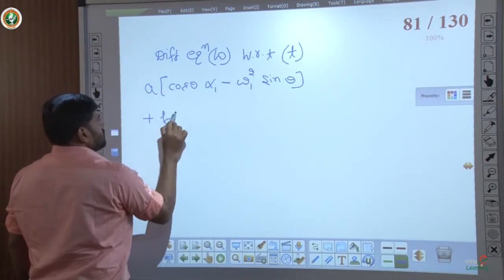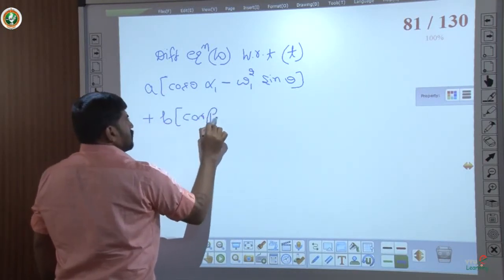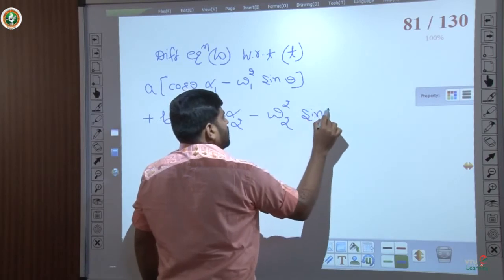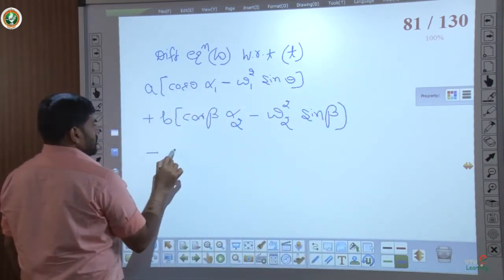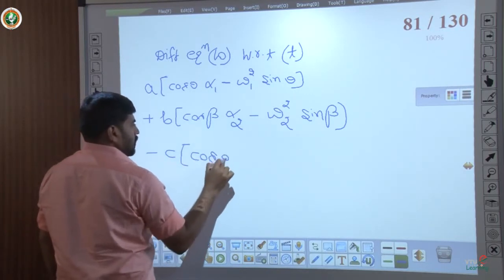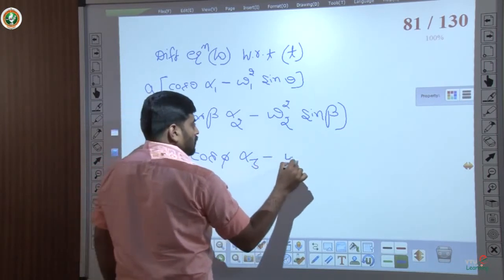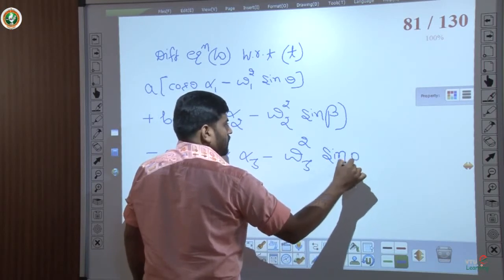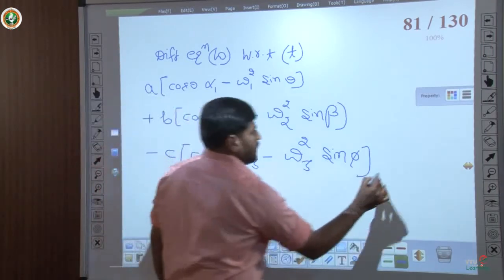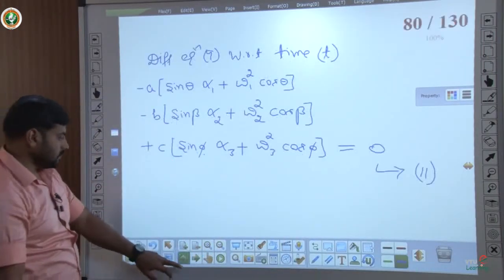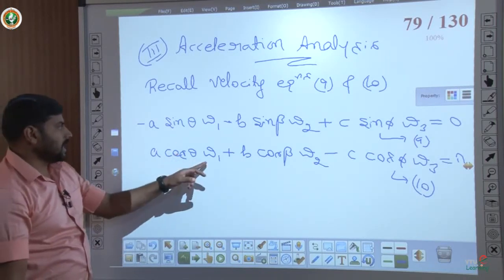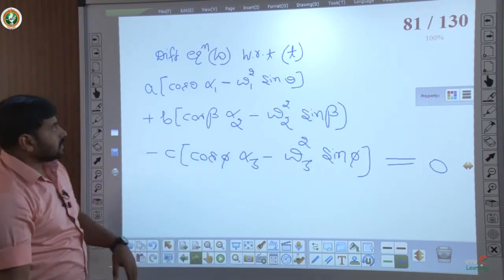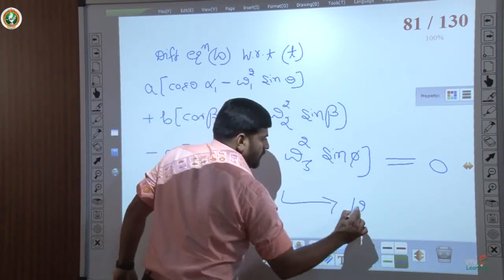So similarly, plus b cos beta alpha 2 minus omega 2 square sin beta is what I will get, and minus c of cos phi alpha 3 minus omega 3 square sin phi. So this is what I will get, this must be equal to 0, right? So cos theta omega 1 is cos theta alpha 1 minus omega 1 square sin theta, correct. So now I should solve equation 11 and 12 to get the angular acceleration.